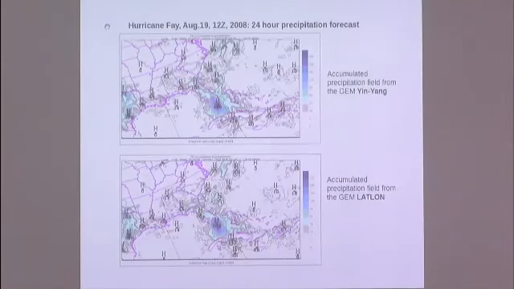And we were happy. Hurricane Fay was in this analysis, that happened in 2008. Here we can see the 24-hour precipitation forecast, accumulated precipitation field from Yin-Yang, and accumulated precipitation from GEM lat-lon. Same. We were happy to see that. We have some difference, that's sure, because we do not have the same resolution, not the same grid points, but same pattern, almost same numbers.